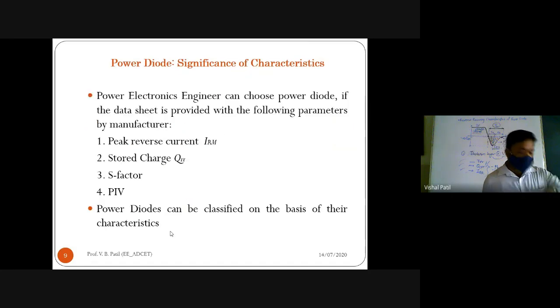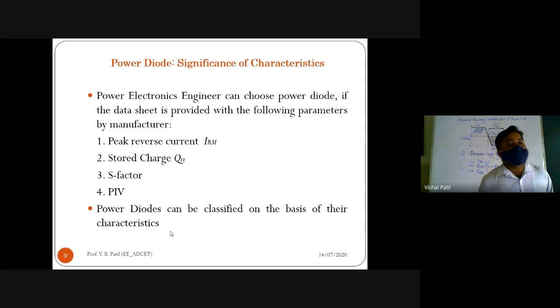So the significance of the characteristic: from these characteristics, what can we get? Power electronic engineers can choose the power diode if the data sheet is provided with the following parameters by the manufacturer. With the help of these characteristics, you can select the semiconductor device and its rating. So peak reverse current, stored charge, softness factor, which is the ratio of TA by TB, and peak inverse voltage. You can take help of these parameters and select the device as per your requirement. Power diodes can be classified on the basis of their characteristics.